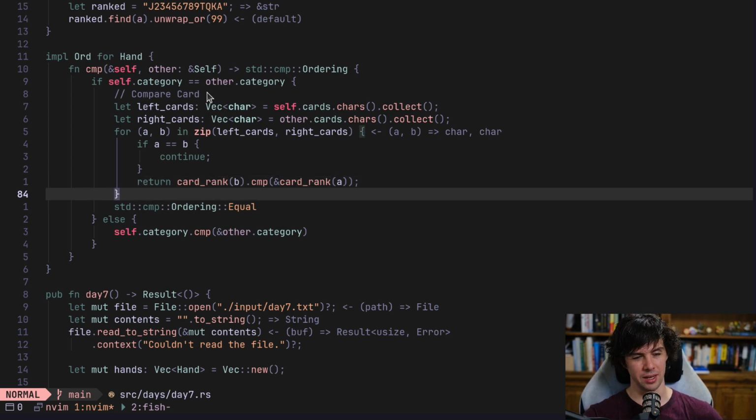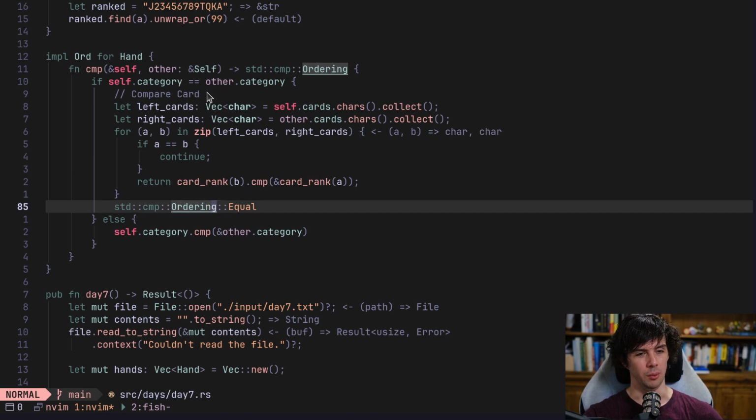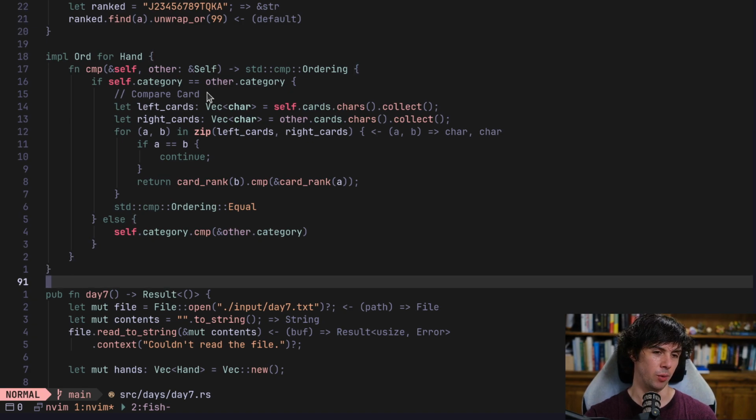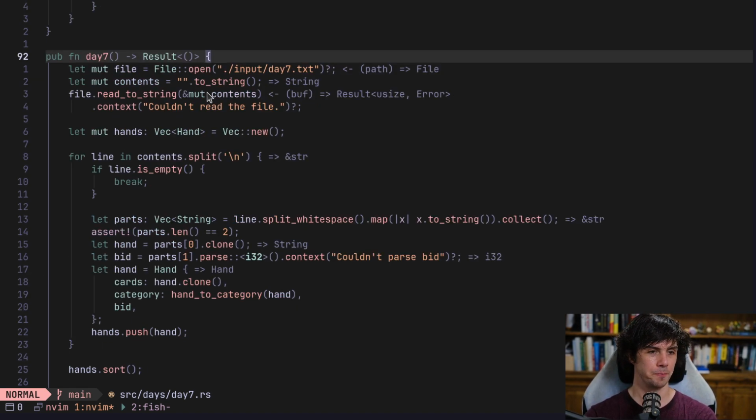If we get all the way to the end of the hand and they are truly equal, we just say that they're equal. Otherwise, we take advantage of the fact that enums have an ordering determined by the order in which the values are defined, and we compare one category to another. So having implemented this ordering trait, if we have a list of hands, we can use built-in sort functions to then get a sorted list of hands, in our case, sorted by ranking. And by doing this, it actually makes the rest of the problem relatively straightforward. So let's take a look.